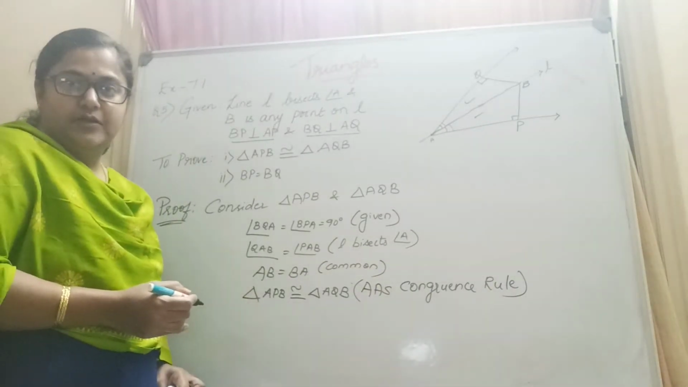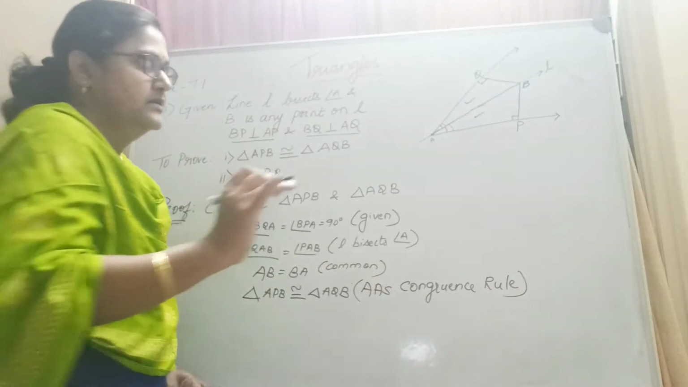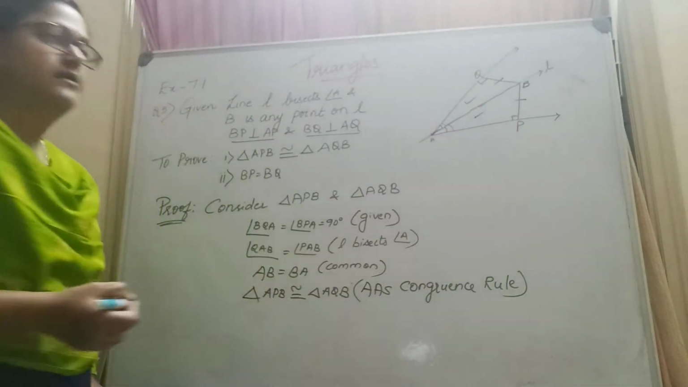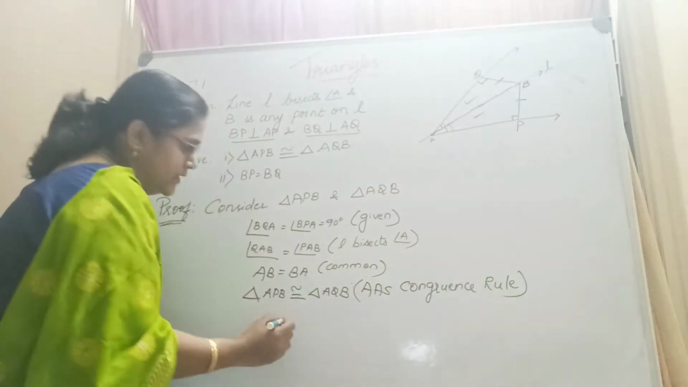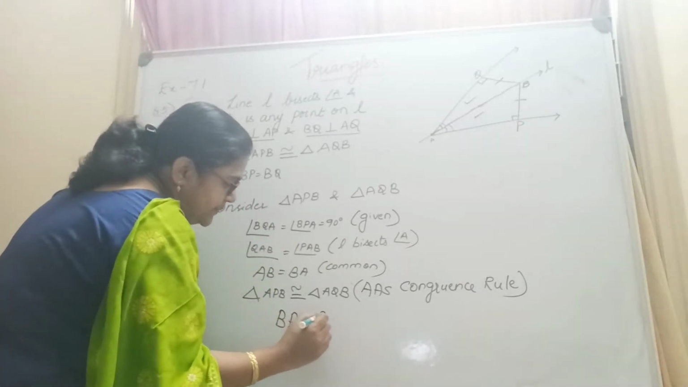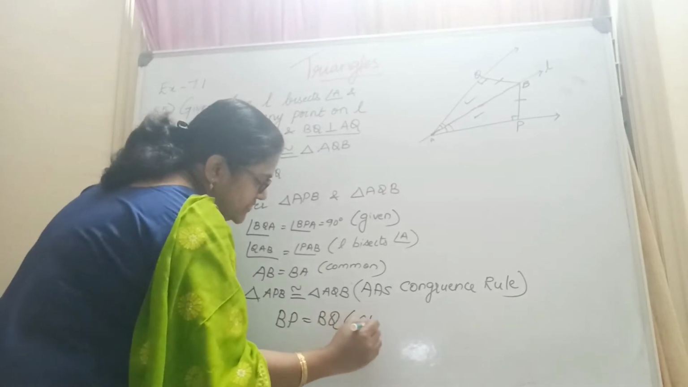Now that both the triangles are congruent, their corresponding parts are equal. That is, I can say that BQ is equal to BP. Right? I can say that BQ is equal to BP. That is what I am asked to prove here in the second part, BP is equal to BQ. What is the reason for that?